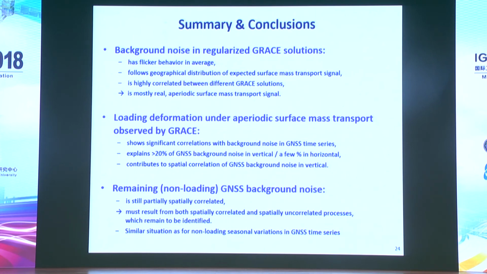So we're in the same situation as for the seasonal variation in GNSS time series. And the general message to the IGS here is that there remains work to do, first to get rid of the spurious periodic signals or all the systematic errors in our station position time series, and also to understand the remaining unexplained seasonal variations and background noise in the series.